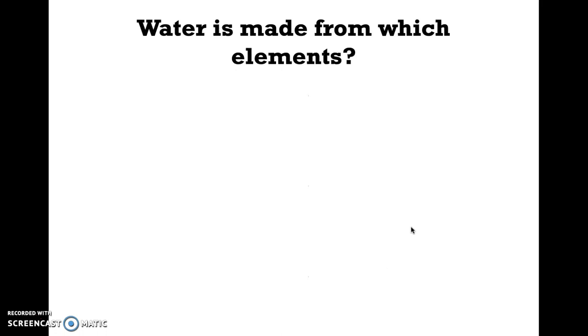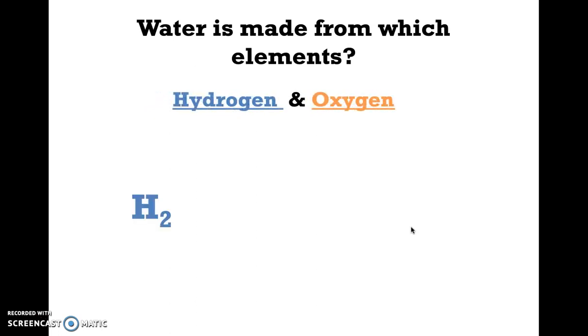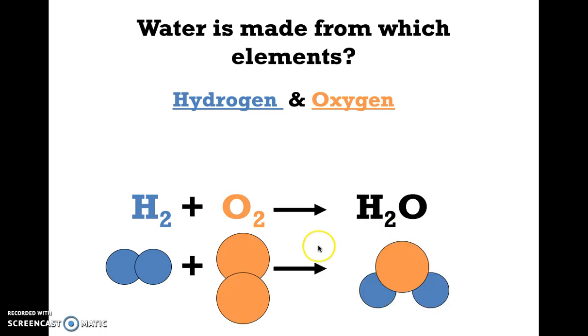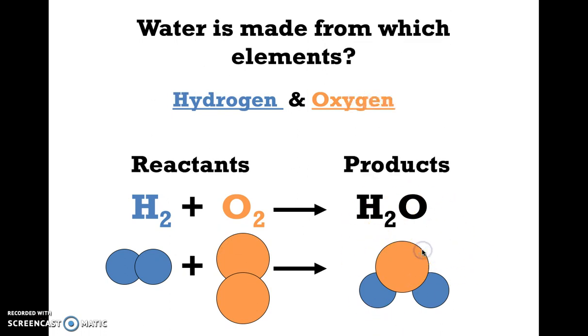Now, in a chemical reaction, water is made from which elements? So we have hydrogen and oxygen. Okay, so that's H2 plus O2. Now we have our pictures there. These make water, H2O. There's our picture. Now, hydrogen and oxygen, this side is what we call our reactants. This side, our water, is our products.